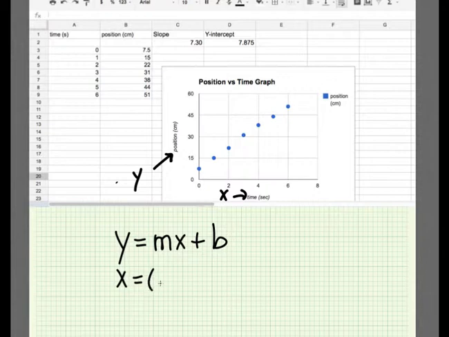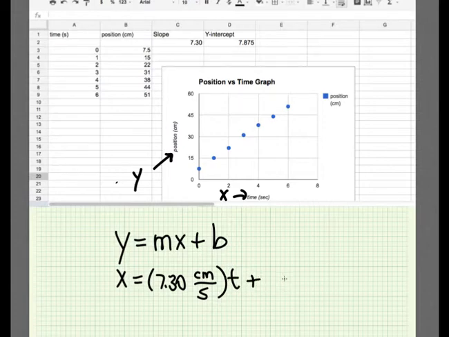Equals, and then we've got our slope. Remember, the slope has a number and a unit. So I'm going to take 7.30, and the unit for the slope is the unit that's on the y-axis, and the unit on the y-axis is centimeters, divided by the unit on the x-axis, which happens to be seconds. So I've taken care of my slope, which has a number and a unit. Then I have to multiply that by the variable on the x-axis, which is time. So we're going to call that t, like so.